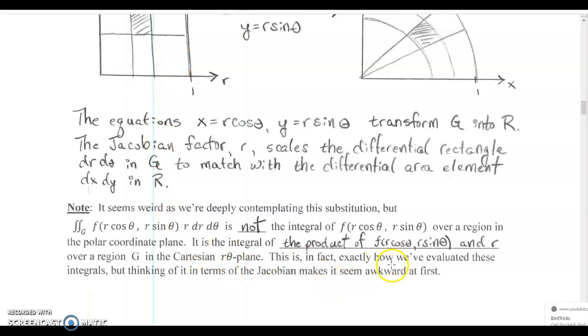This is in fact exactly how we've evaluated these integrals, but thinking of it in terms of the Jacobian makes it seem awkward at first.